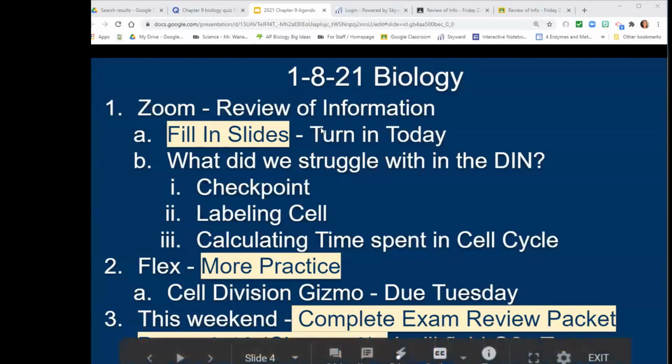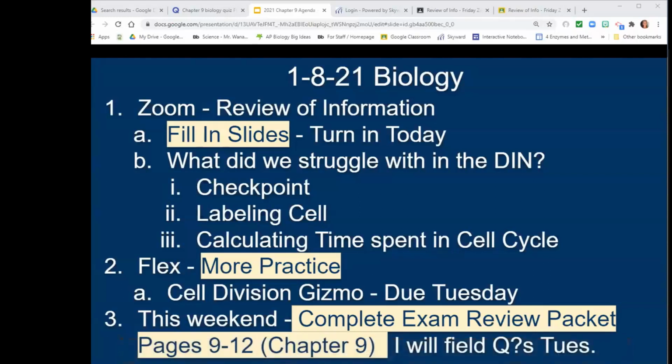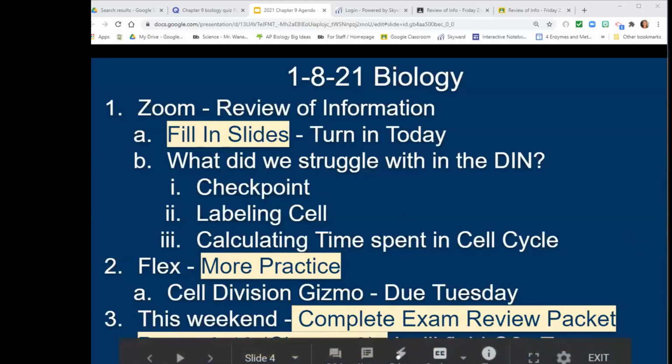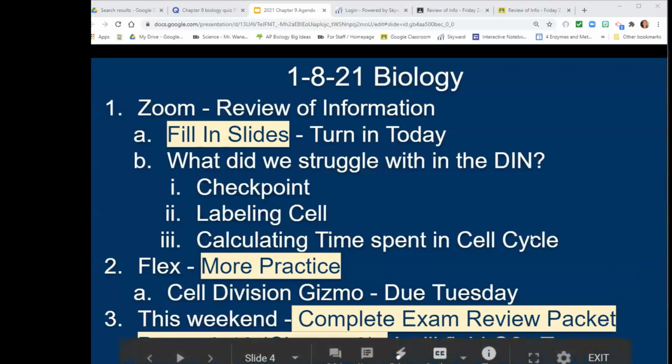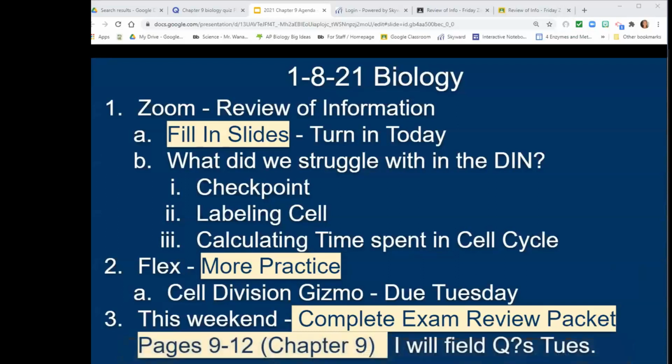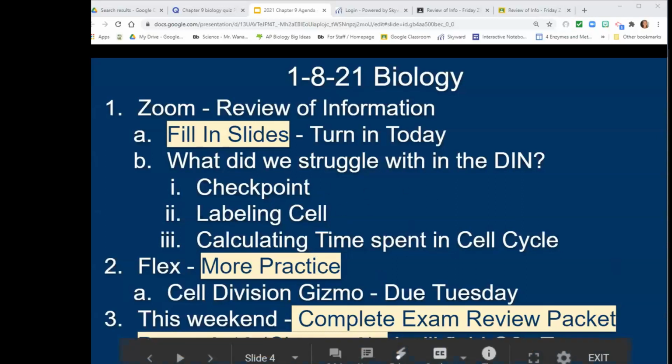So we're going to fill in these slides. I've asked you to open them up in their Google Classroom. You'll find them under week 17, review of information it's called. We're going to discuss a few things that you struggled with from the interactive notebook that you did on Wednesday. Checkpoints seem to be a point of struggle. Labeling the cell that was going through division, and then calculating the time spent in each phase of the cell cycle. Those were our struggling points, so we're going to do that.